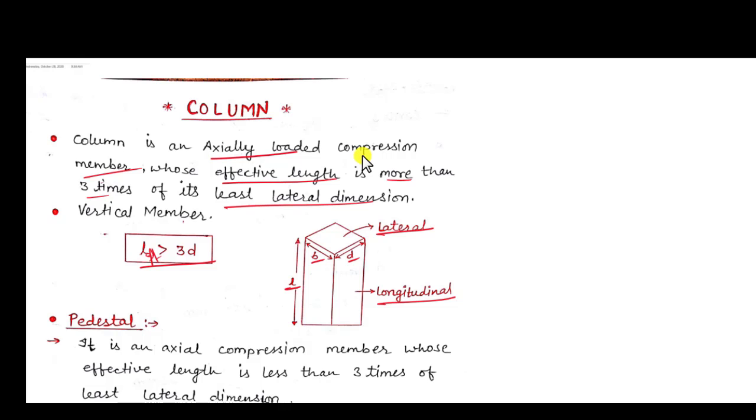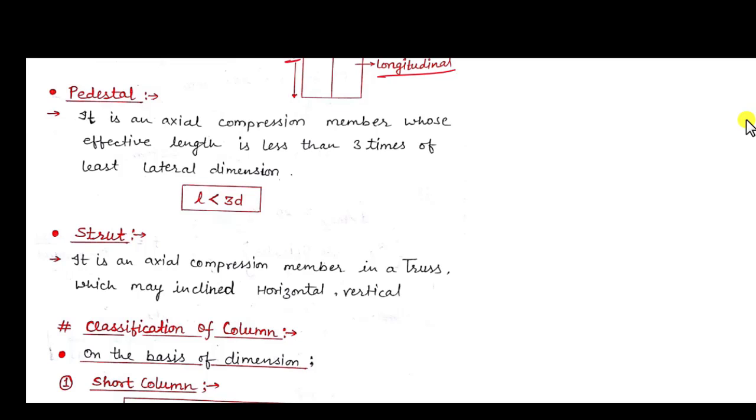First one is the pedestal. It is an axial compression member whose effective length is less than 3 times its least lateral dimension. If the least lateral dimension multiplied by 3 is greater than the effective length, then that particular member will be known as a pedestal. So there is a difference between pedestal and column. For a column the length should be greater than 3 times the least lateral dimension, and for a pedestal it should be the opposite, meaning L should be less than 3 times the least lateral dimension.